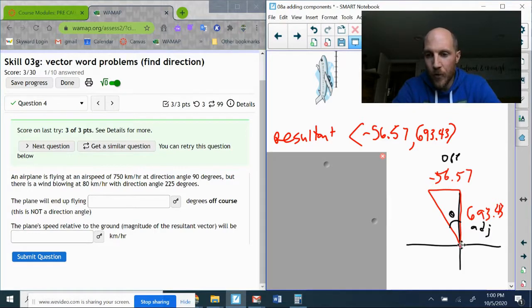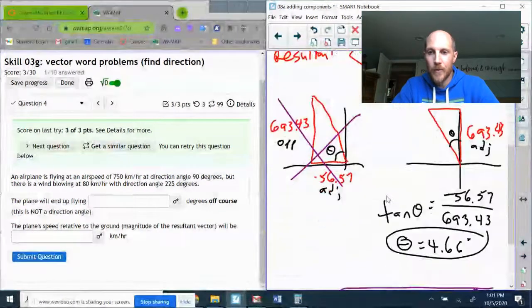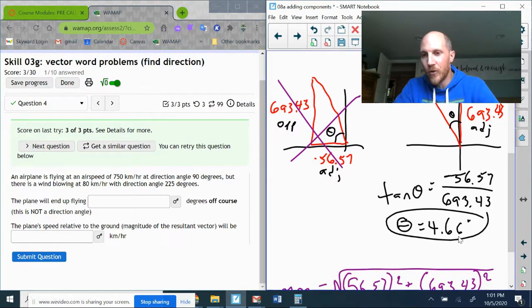Now, starting from the origin, the 693 is going to be my adjacent side, and negative 56 is the opposite side. When I set up my tangent ratio, it's going to give me this angle inside the triangle, which is actually the answer of how far off course the pilot ends up. Trying to go straight up, the plane gets blown off course. That's the angle I'm trying to find. So I set up that tangent ratio with opposite and adjacent drawn like my right-hand picture, and that gave me 4.66 degrees.